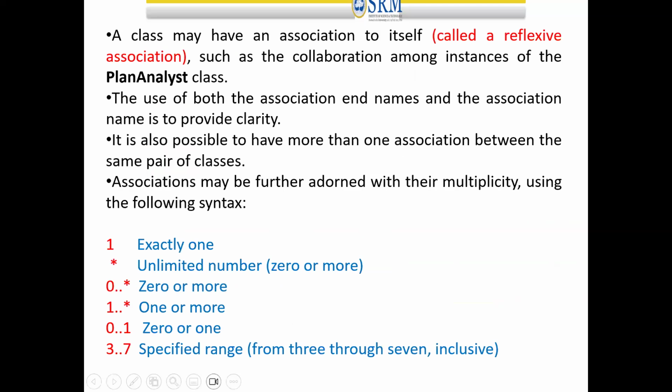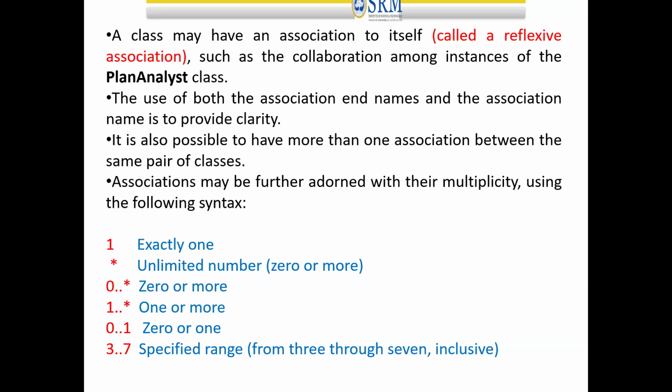Now, the class may have an association to itself called a reflexive association, as we discussed, such as collaboration among the instances of the plan analysis class. The use of both association names and the association name is to provide clarity. It is also possible to have more than one association within the same pair of classes.